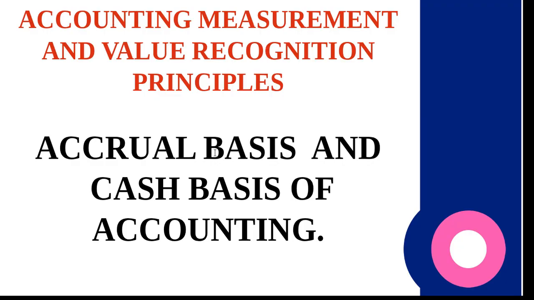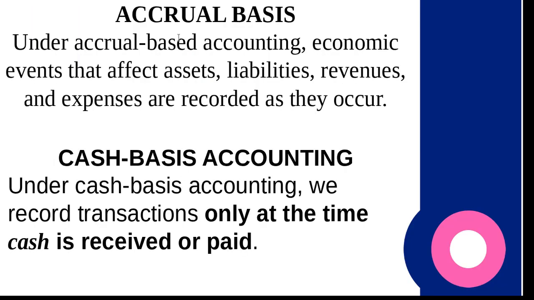Okay, so we are moving to the last part of this tutorial tonight before I receive questions, which is accounting measurement and value recognition principles. In accounting, there are two bases that we follow, though one is fading out gradually and the other one is taking over. We have accrual basis and cash basis. What is the meaning of these two bases in accounting?